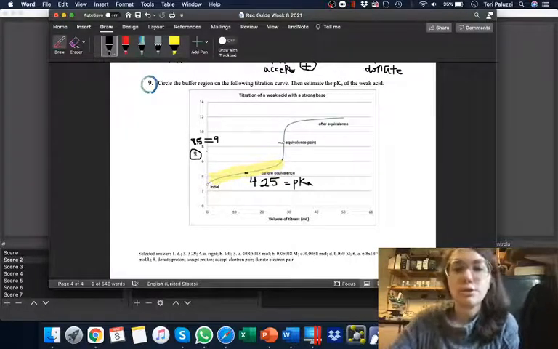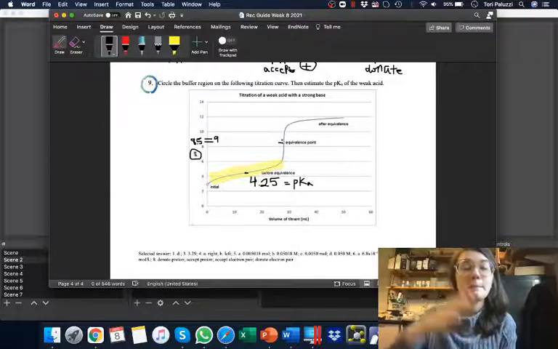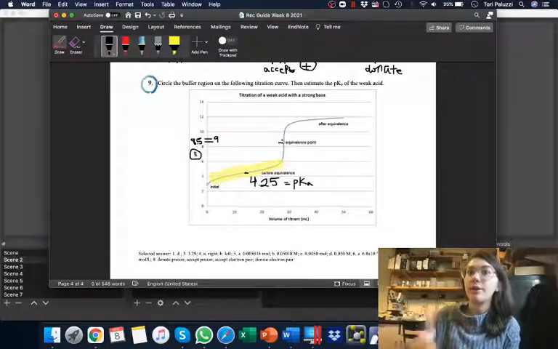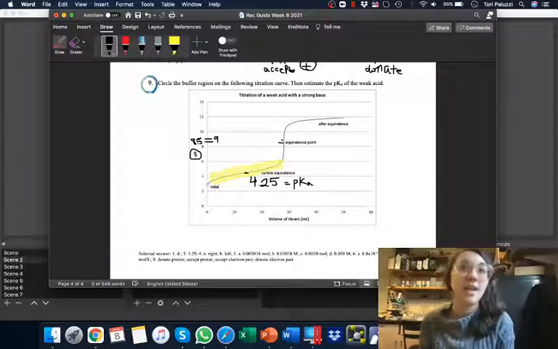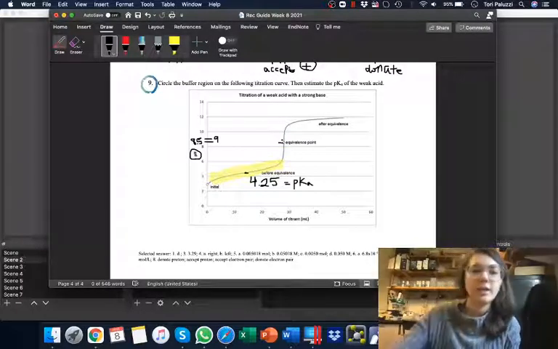So be sure you do that when you find your equivalence point, because if you find an incorrect equivalence point, your half equivalence point will be incorrect, which means the pH and the pKa will be incorrect, okay? So just putting that out there.